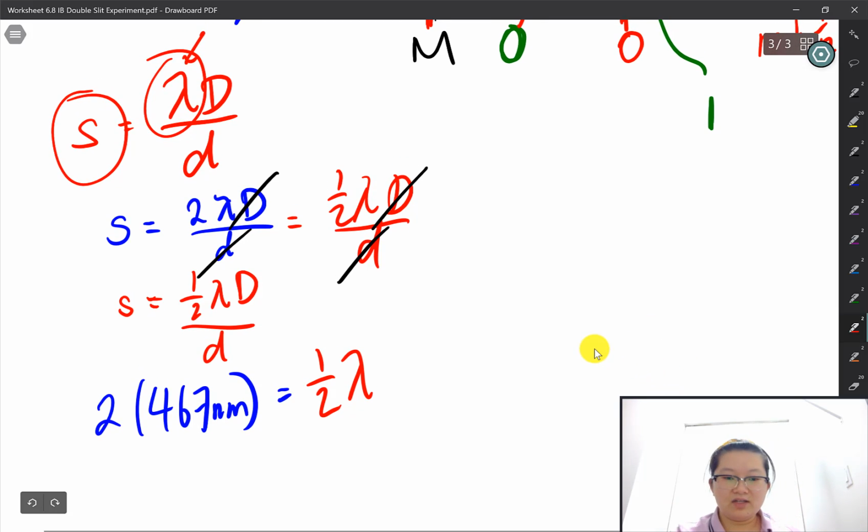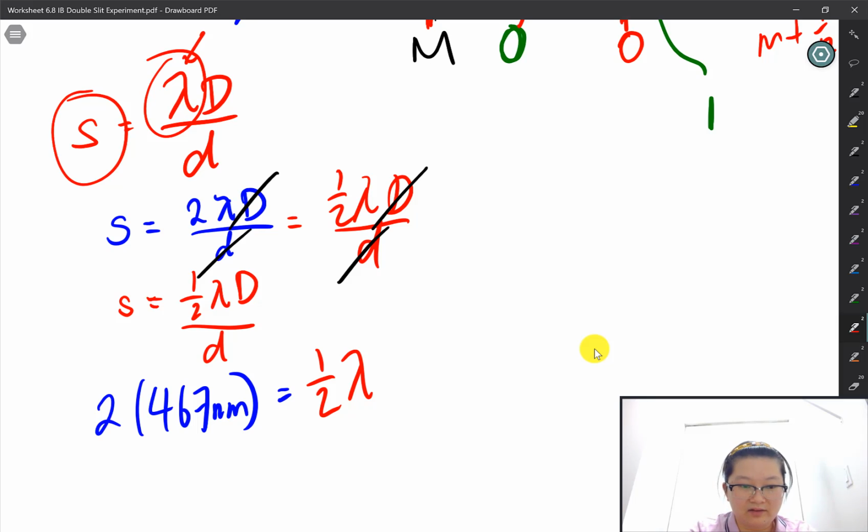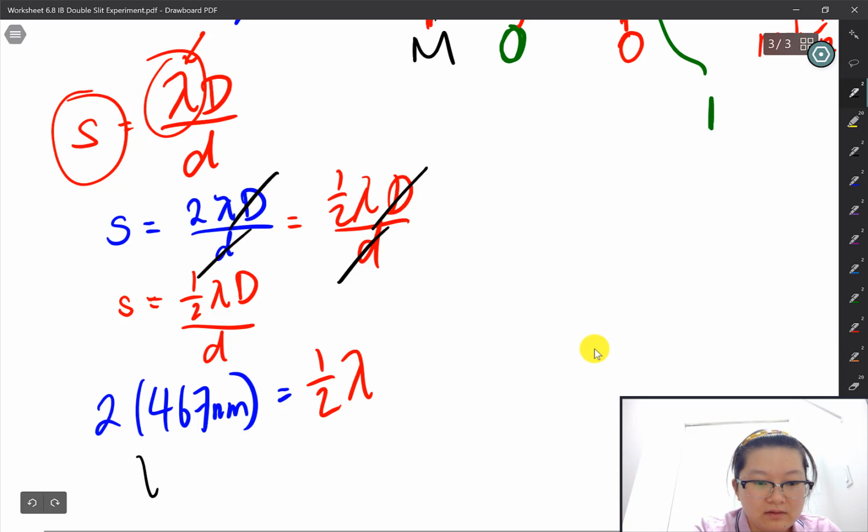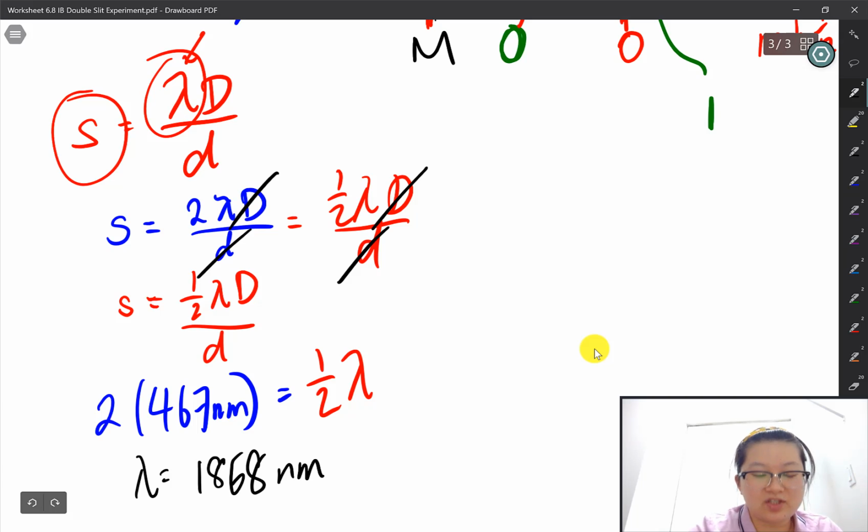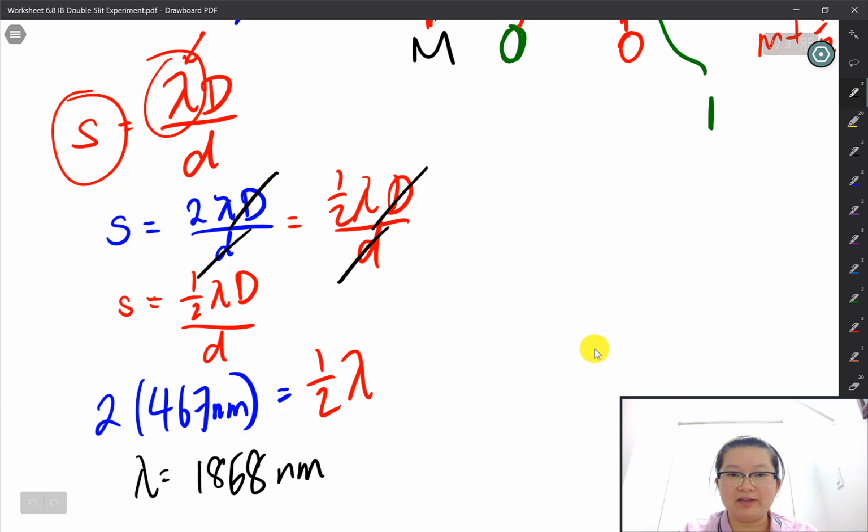And if I just work this out, if I try to calculate that lambda, which is what the question is asking for, times 2, I am going to get a whopping 1,868 nanometers, which definitely lies beyond the visible light range. Probably, what's that, infrared, or even greater than that? Yes, I forgot. But anyways, this is definitely not within the visible light range.